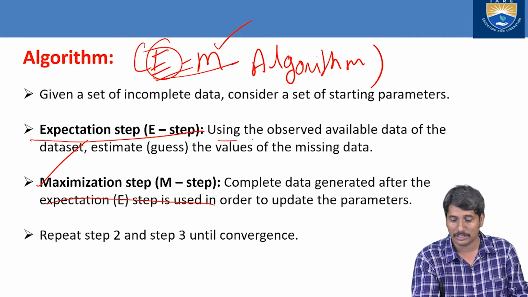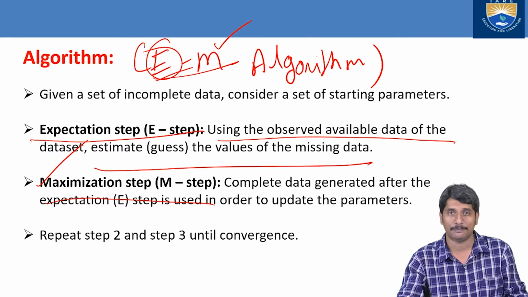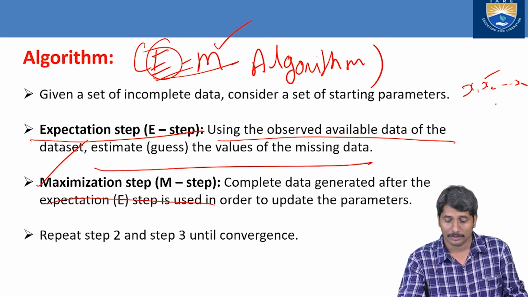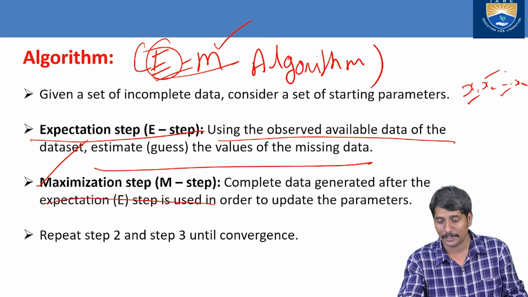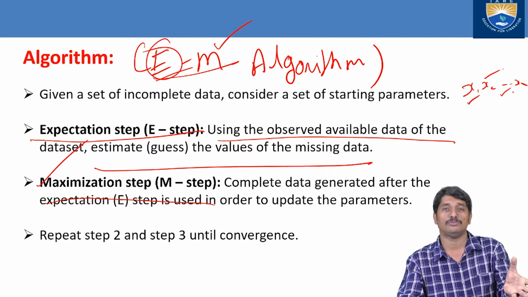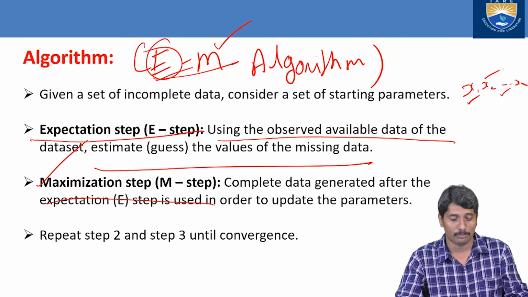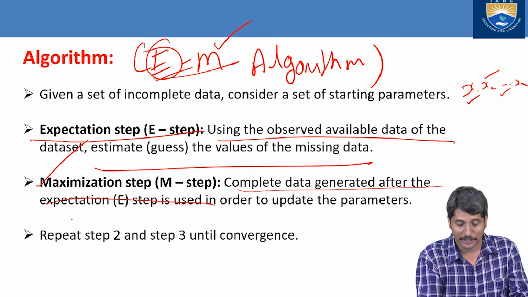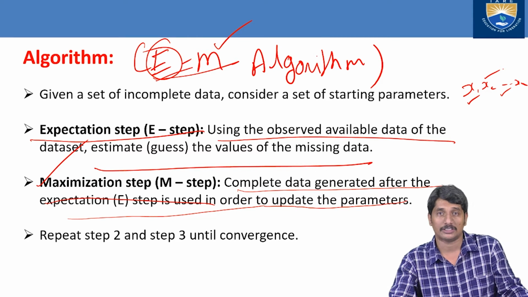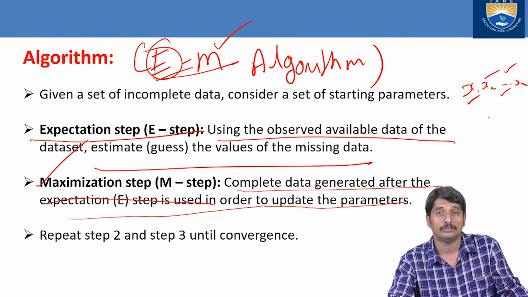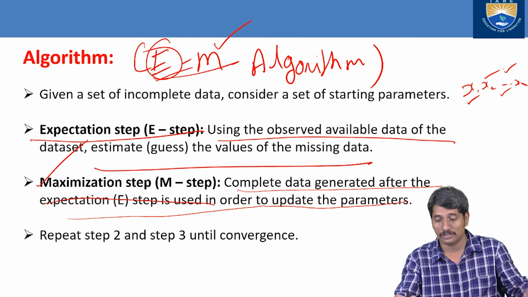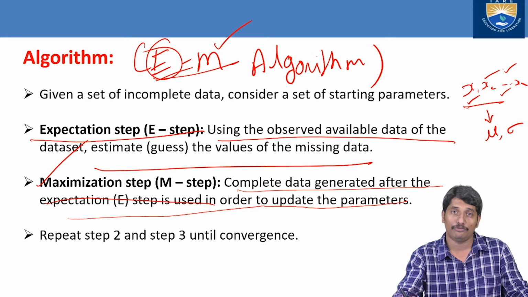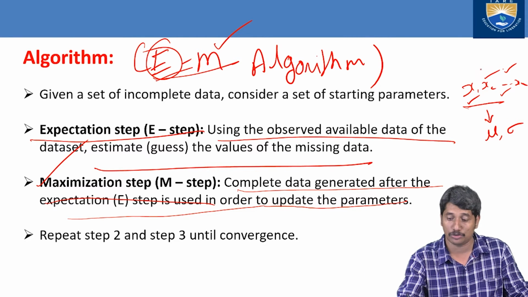So expectation step means using the observed, the available data of the data set, estimate the values of the missing data. Suppose you have a data set x1, x2, so on, xn. Suppose x2 is missing. Okay, then you know x1, x3, and x4 is missing. So like that, you will have some columns missing, some columns available. So first observe the data available and estimate the values of the missing data by using a suitable probability distribution. Okay, after that, the complete data generated in the expectation step is used in order to update the parameters. Now, after estimating the missing x2, x4, you fill all the data and again use x1, x2, xn to find out the mu and sigma. Suppose we are using a normal distribution, mu and sigma. With the help of that new mu and new sigma, again find out x2 and x4.